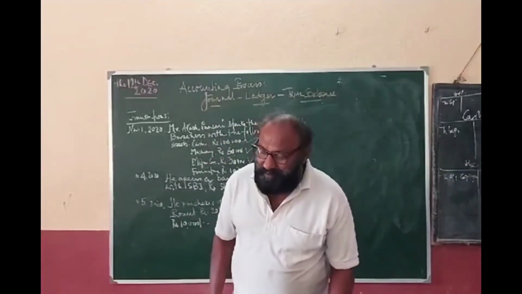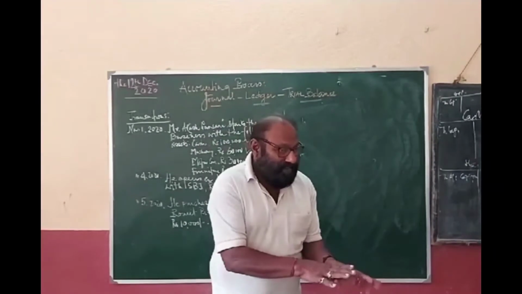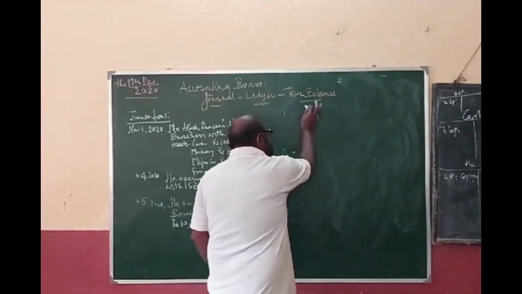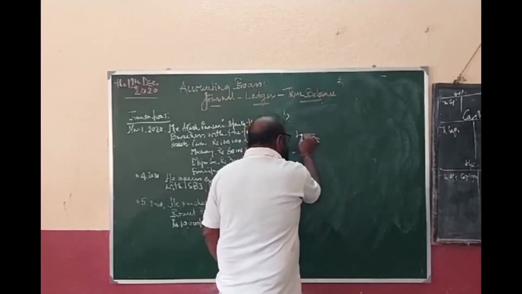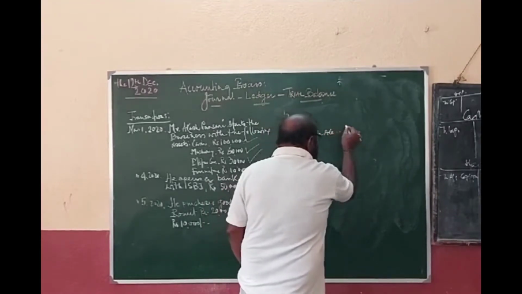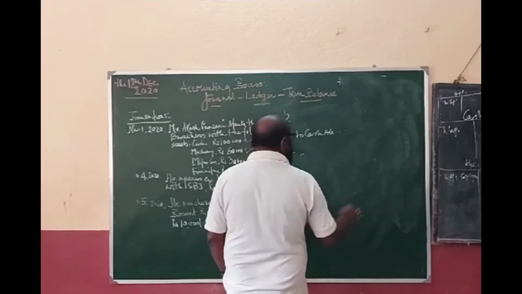If you want to open a bank account, you have to pay the amount to the banker. What comes in? Nothing is coming in. What goes out? Cash is going out. We are writing cash account credit. How much? 50,000.